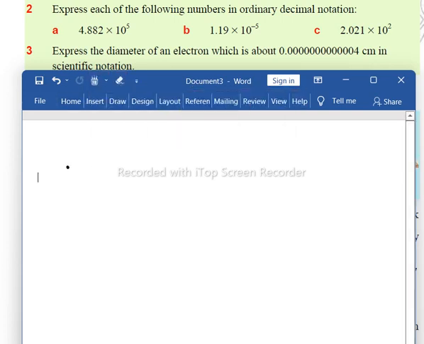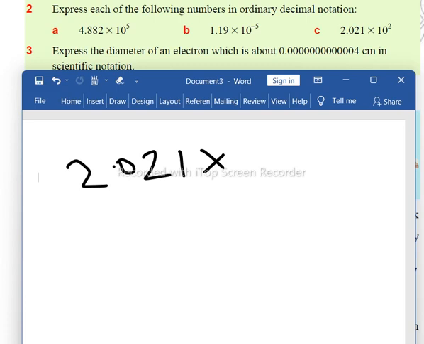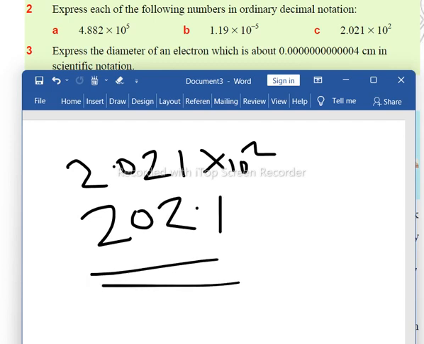0.021 times 10 to the power of 2. Simply we write this number. We are multiplying by 100. When we multiply by 100, we have 202.1. So this is the answer for letter C.